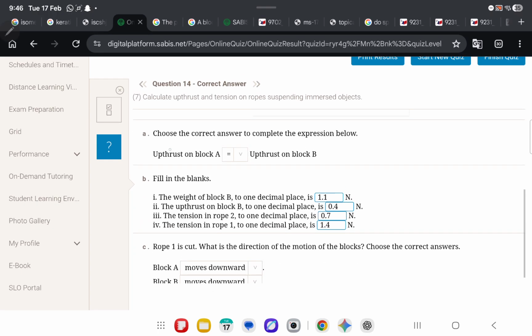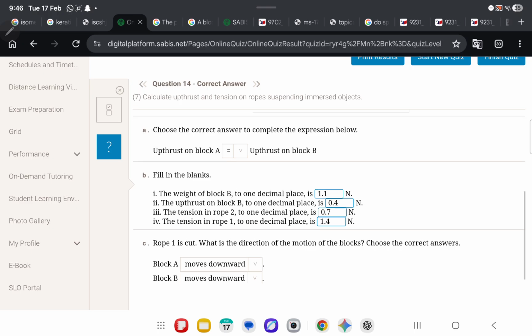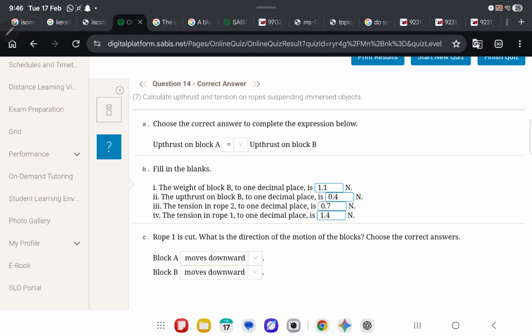Upthrust on block A is equal to upthrust on block B. Why? We know these blocks are identical. They told me that they're identical blocks. And we know that buoyancy depends on the density of the solution and the volume of the block, and the gravitational constant doesn't depend on them. It depends on these two, right? This is what it depends on. So this is the volume displaced, by the way. It's always that volume displaced.